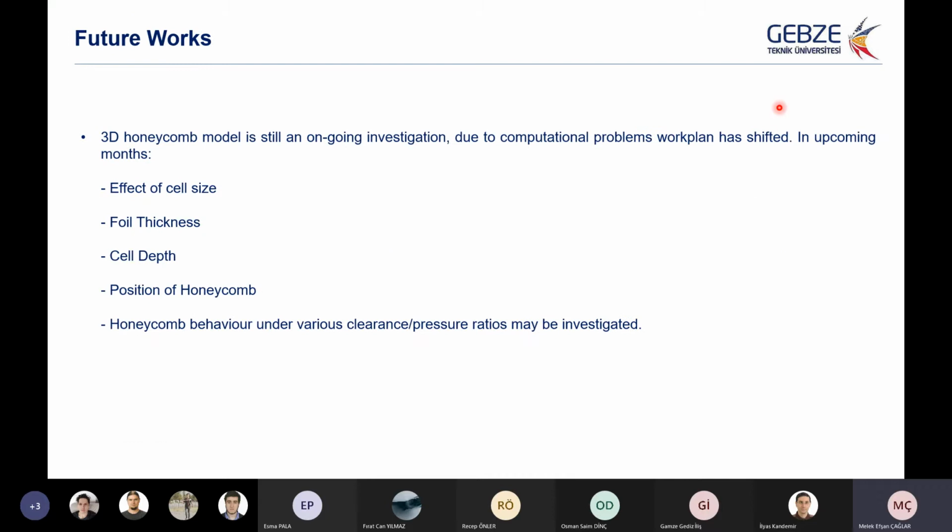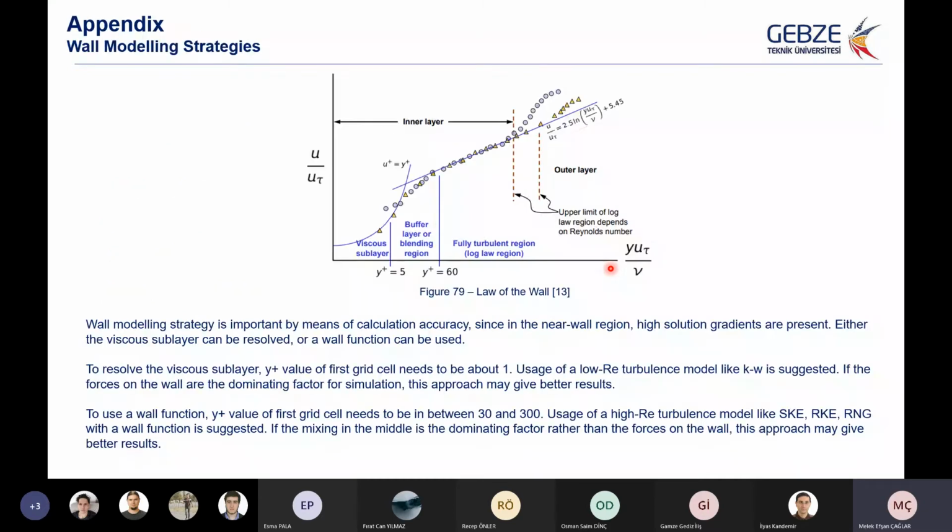Due to computational problems, my work plan was shifted. So in the upcoming months, as I continue my internship, I will try to investigate more parameters.